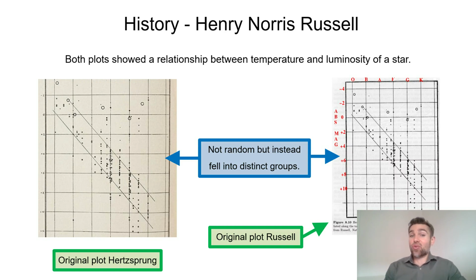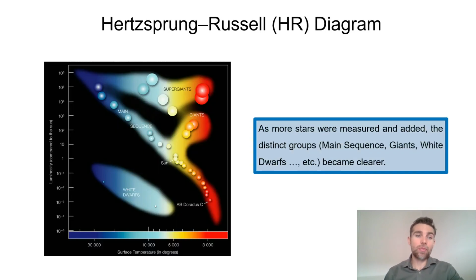And again, this is really useful for understanding stellar evolution. So you've got the original plot by Hertzsprung on the left, and then the original plot by Russell on the right-hand side. And you can see they share similarities there, basically. So yeah, as you start to add more and more stars, then you get quite distinct groups. It's not random.